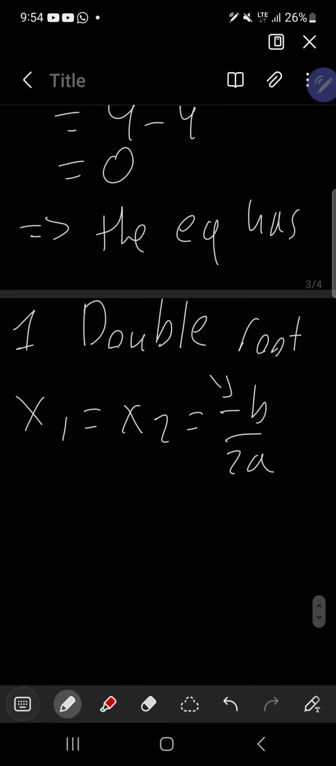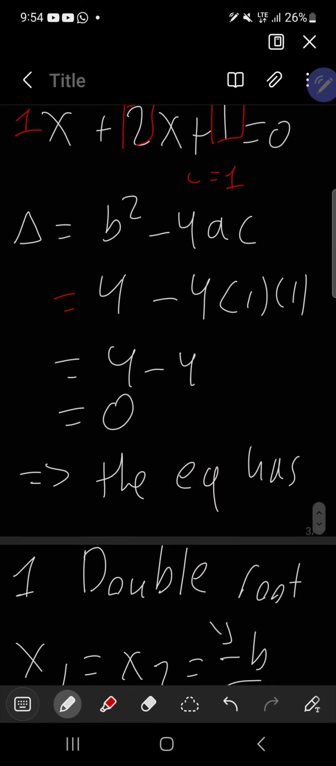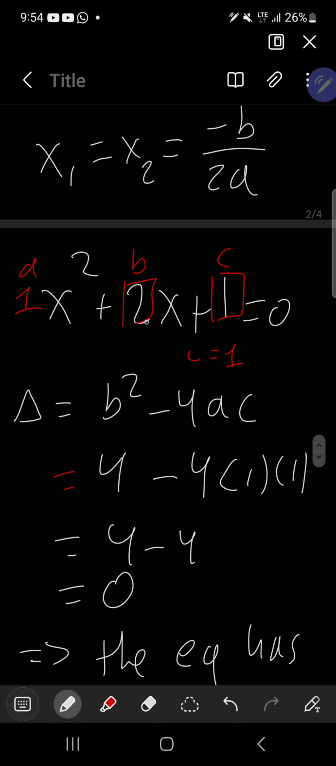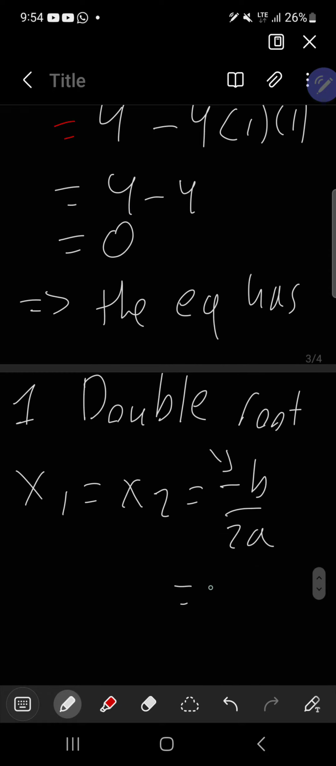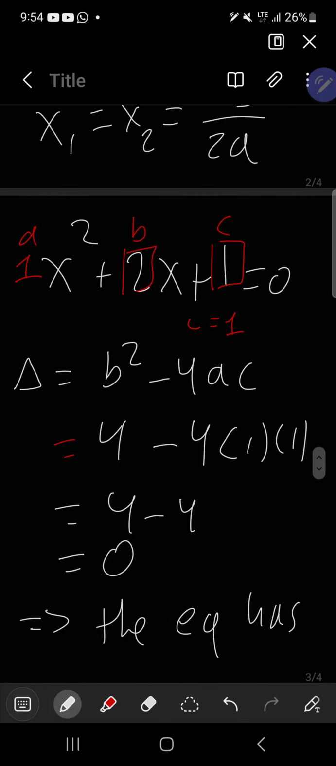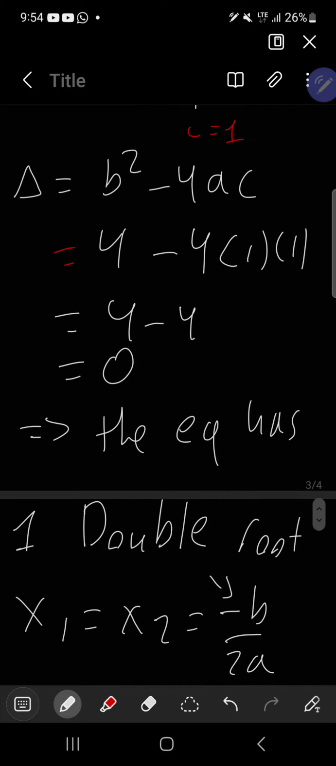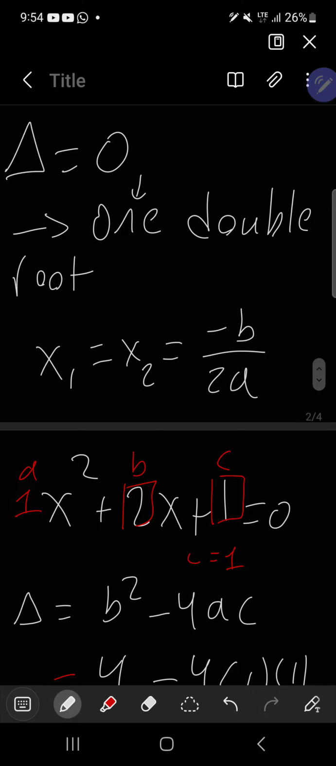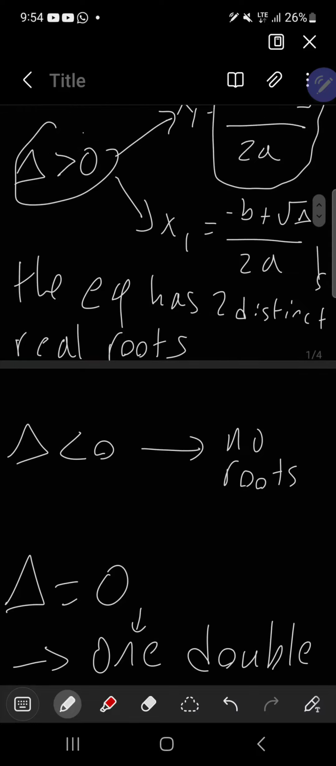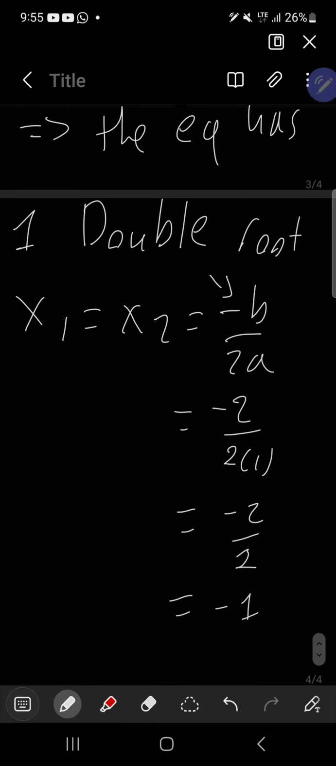So let's go back. Minus b is minus 2, 2a is 2 multiplied by 1, so minus 2 over 2, so it gives us minus 1. And notice we got the same answer that we had when we used the remarkable identities. But the thing is, we can't always use the remarkable identities, so we need to use delta, the discriminant, and these rules. Okay, I'm going to solve one last one.